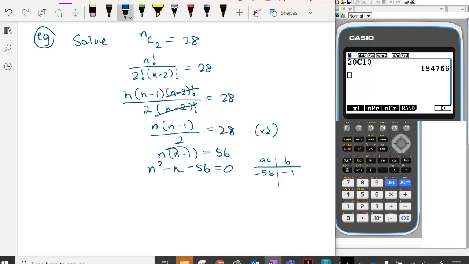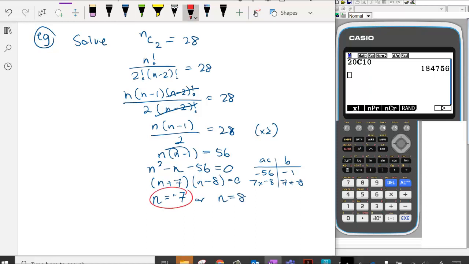So we're looking for a product that equals 56 that has a difference of 1. So I'm going to say it's 7 times negative 8. 7 plus negative 8, we can see that works. And because this is a monic quadratic, this will just be (n + 7)(n - 8) = 0, which means my solutions are n equals negative 7 or n equals 8.